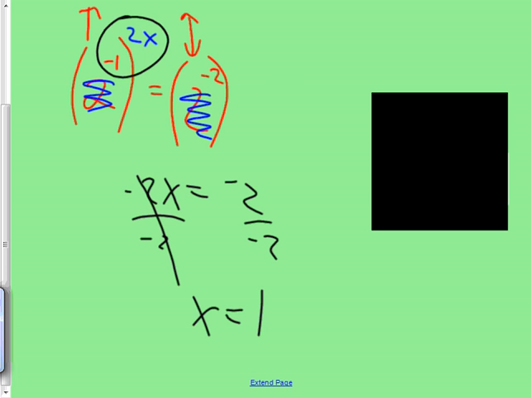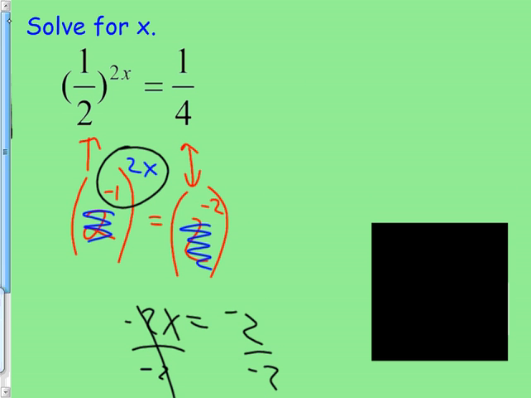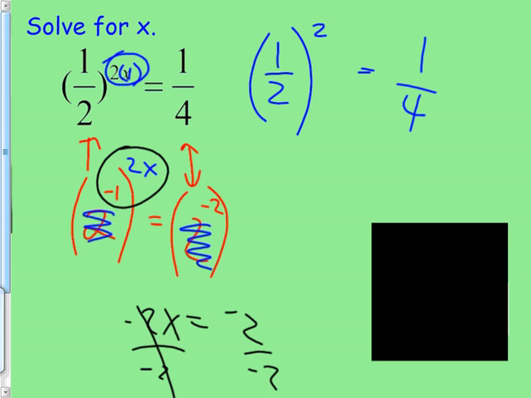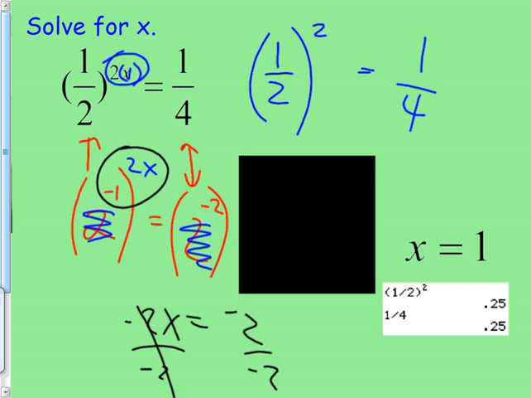And if you needed to know if you were right, like you thought you were right but you weren't sure, what you do is you take the 1 and you stick it back in the original problem and see if it actually works. If this is true, then I should be able to put a 1 here. That means 2 times 1 is 2. Is 1/2 to the 2 equal to 1/4? That's what you're saying, and is it? It is, because 1/2 to the power of 2 is 1 squared over 2 squared, which is 1/4. So it actually works. Now you know x equals 1 is the right answer, so there it is.